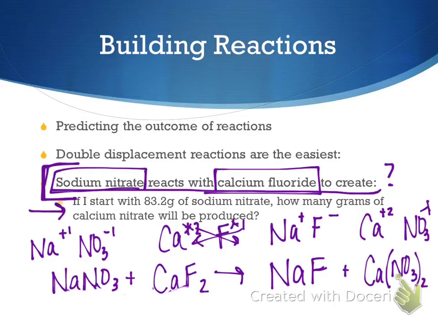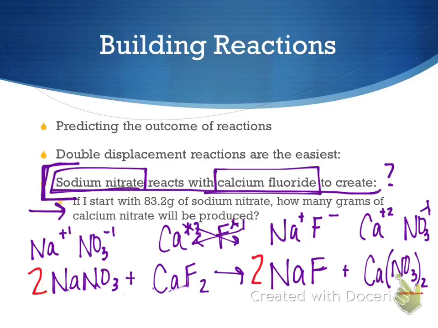Okay, so we have all of our compounds written correctly. We need to balance it. We have 2 nitrates on this side, right? So we need 2 nitrates over here. We have 2 fluorines here, so we need 2 on this side. Okay, does that look about right?